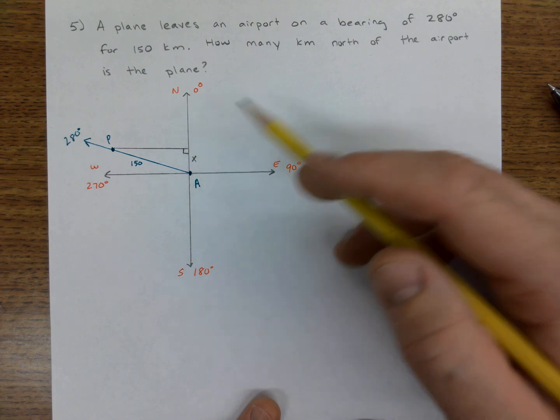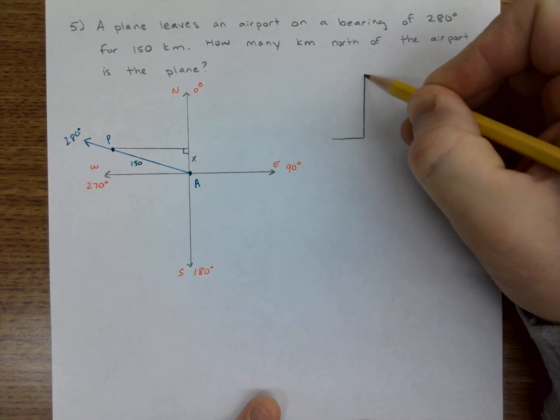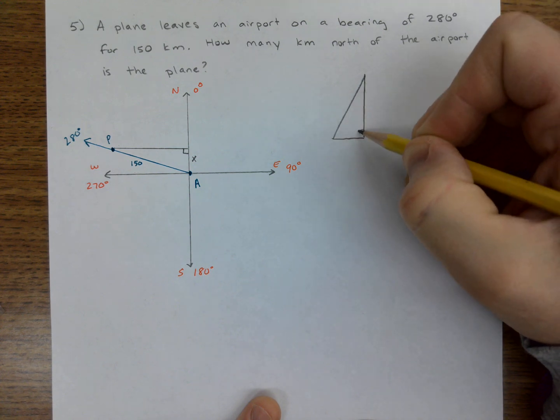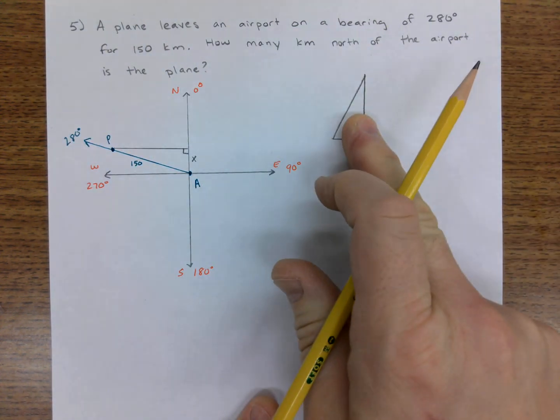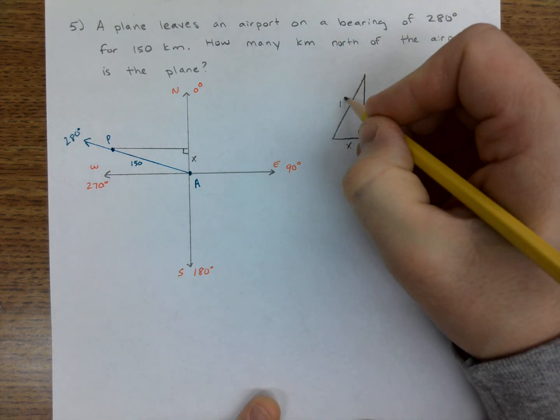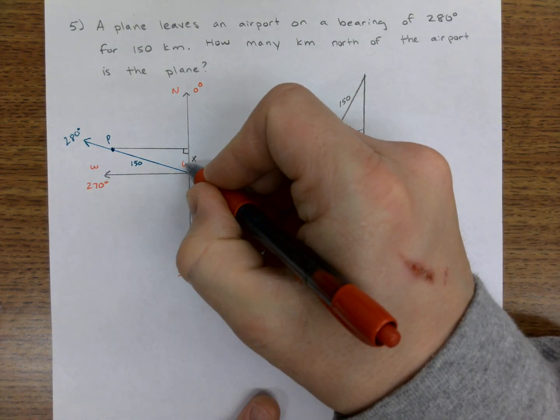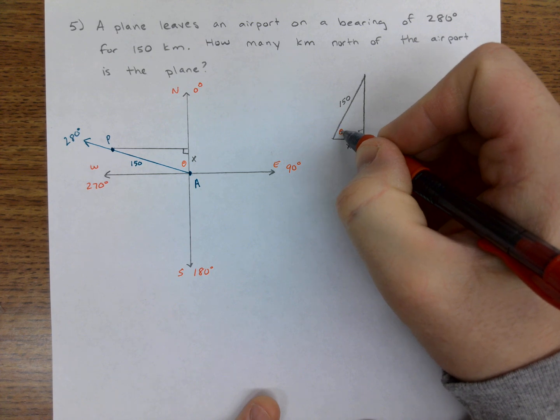Well, let me sketch it over here. Maybe you might see it better if we put it up and down. It's still this long triangle here, and I just rotated it this way, and x is down at the bottom now, and this is 150. So maybe you can see it better if I have this triangle here. And let's name this angle right here theta. That would be that one right there, wouldn't it?